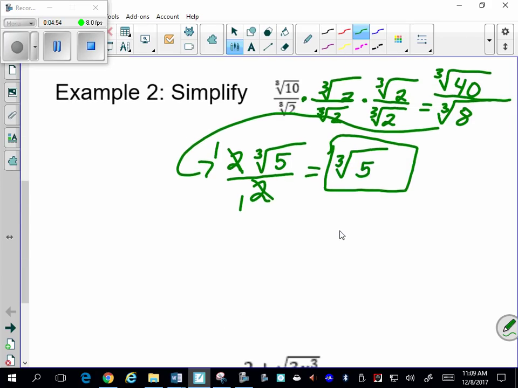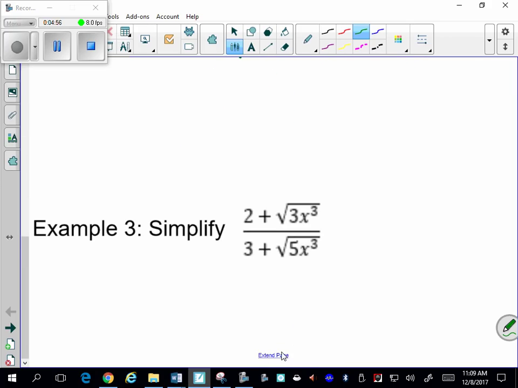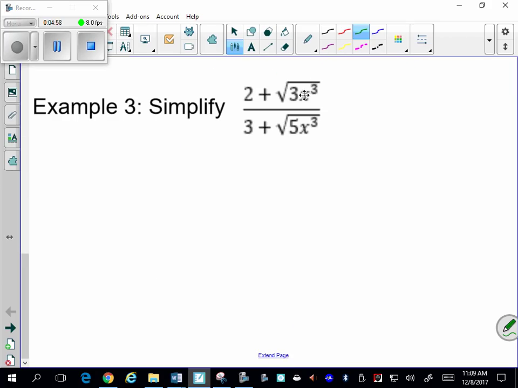All right, moving on. So there's another process you have to do, and this is when you have binomials in the denominator. So this is a binomial denominator. There's two terms. That's what a binomial is, two terms. So there's two terms here.